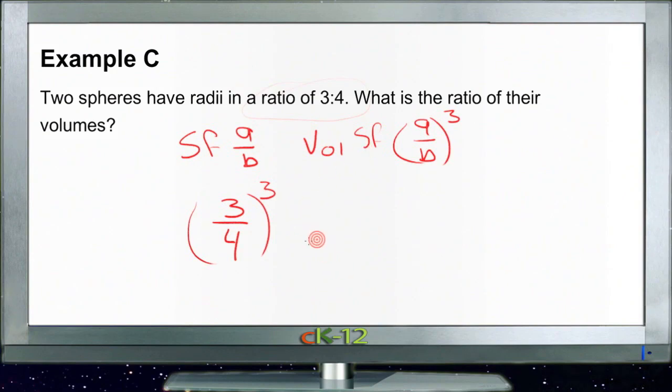Or our volume ratio. So we have 3 cubed. Well, that's 3 times 3 times 3. 3 times 3 is 9 times 3 is 27 over 4 cubed. So 4 times 4 times 4. 4 times 4 is 16 times 4 is 64. So if two spheres have radii that are a ratio of 3 to 4, then their volume compares as 27 to 64. That's all we have. All done.